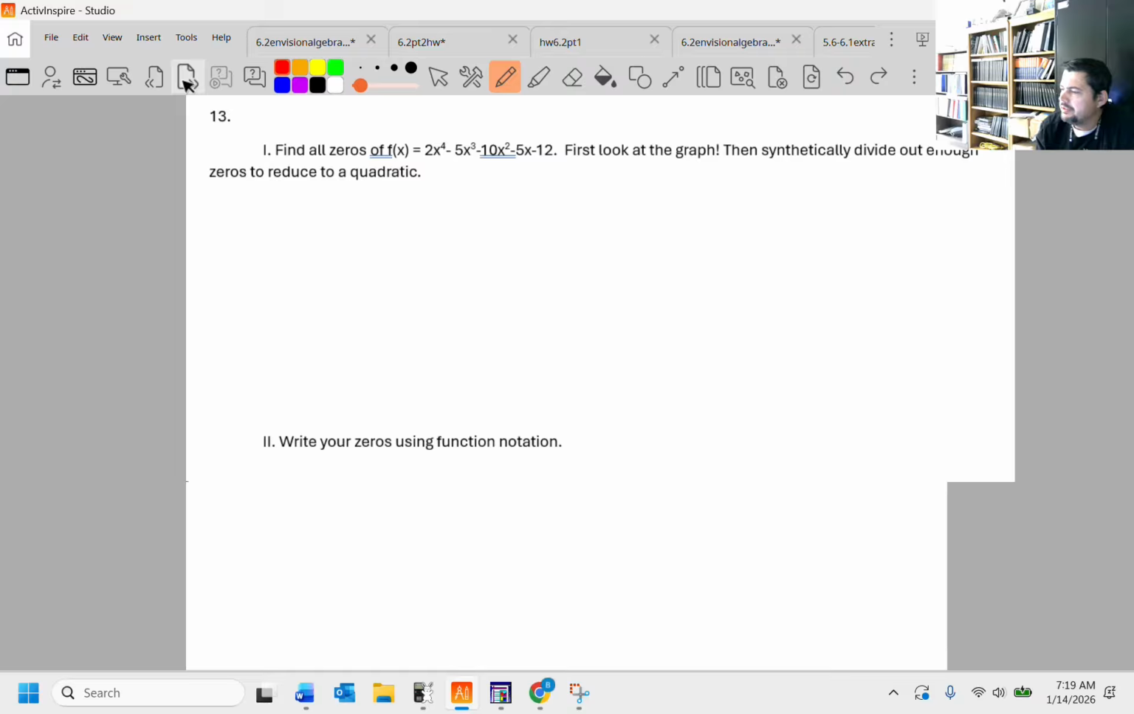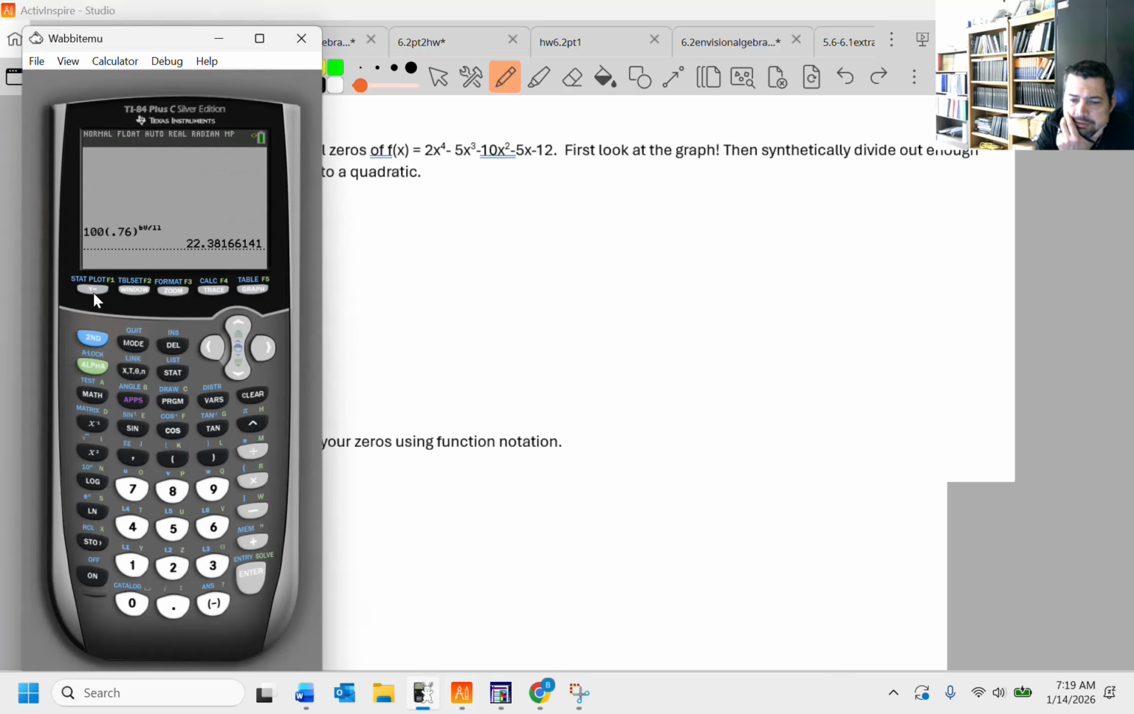Anywho, find all the zeros of this function. First, look at the graph and synthetically divide out enough zeros to reduce to a quadratic. So let's take a sneak peek of the graph here. The graph is going to give me some things I can work with.